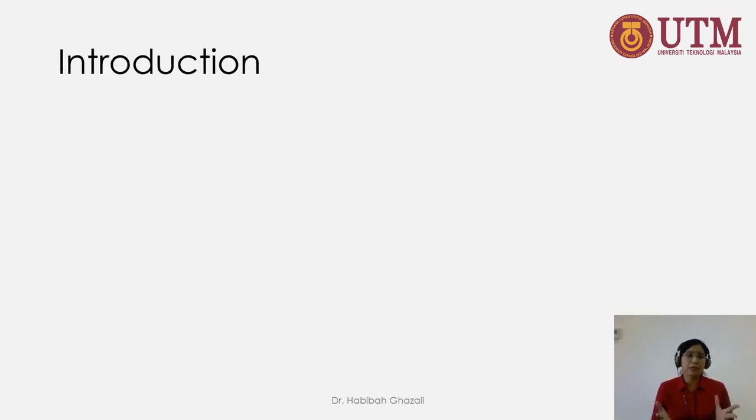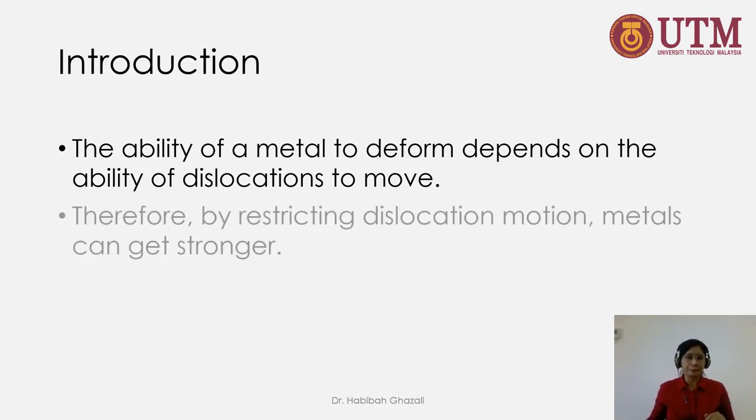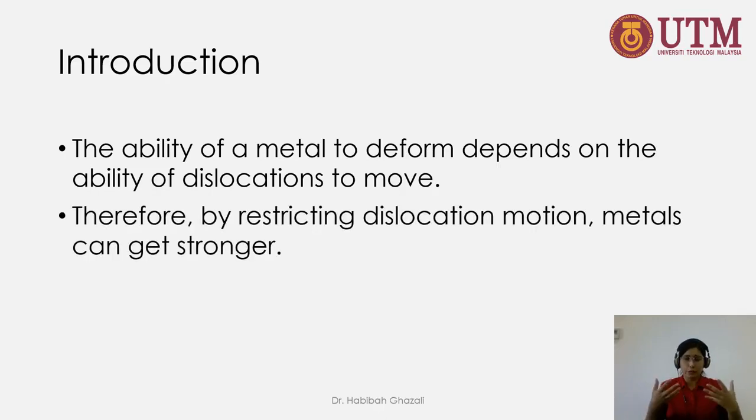From the previous video, on the topic of plastic deformation and dislocation motion, we now understand that the ability of a metal to be deformed totally depends on the ability of dislocation, which is a line defect, to move on a slip plane. Therefore, if we can restrict this dislocation motion, the metal can get stronger.